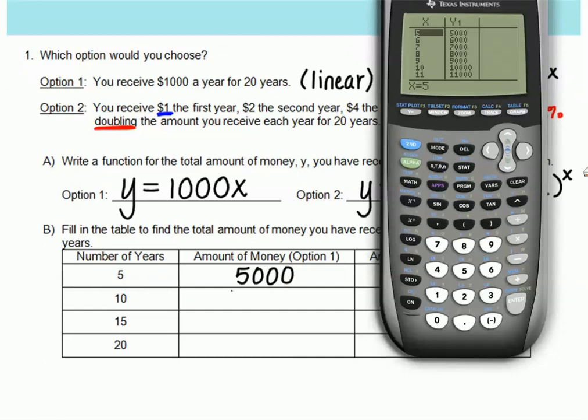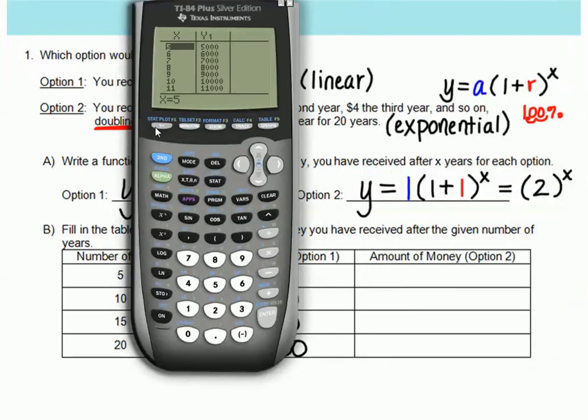After 10 years, I'll have $10,000. 15 years, of course, I'll have $15,000. And 20 years later, I'll have $20,000. This looks pretty good. Let's look at option number 2. I'm going to change the equation in y equals to 2 to the power of x, and go to the table.